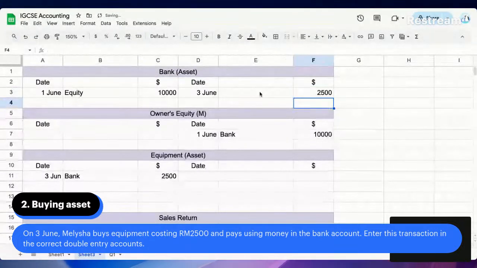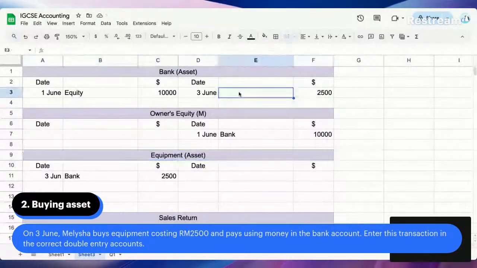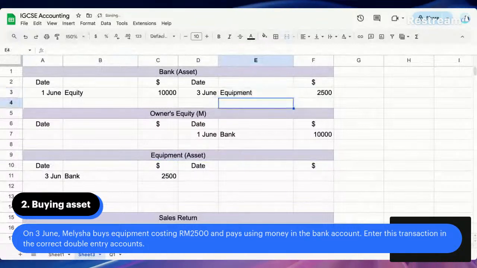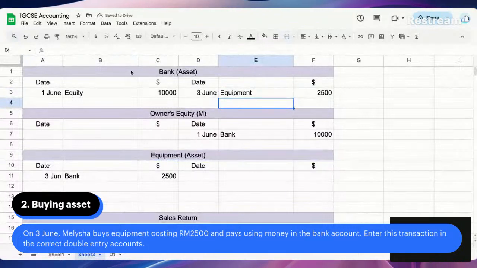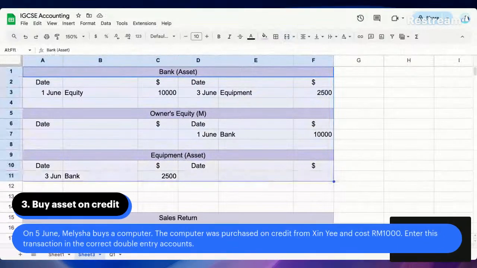Okay, and then what to put here, very simple, you just look at this one, so you know it's equipment. Okay, so this is what happened, and this is over here. This is the answer for example number 2. Now let's look at example number 3.